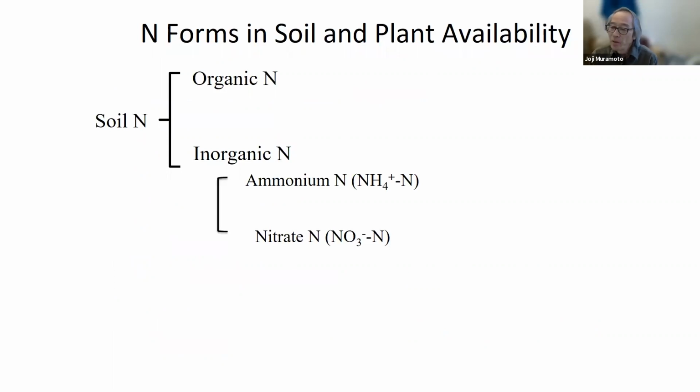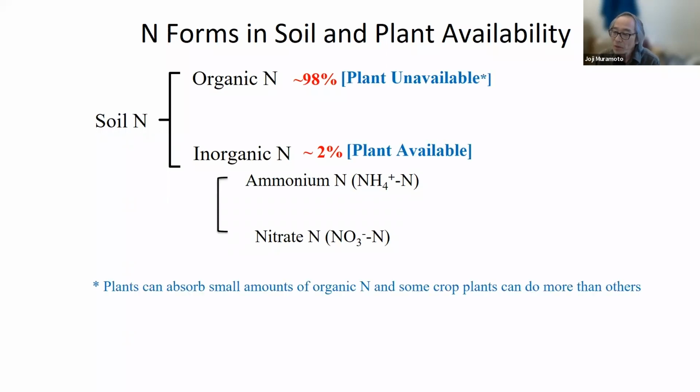How about in the soil? Nitrogen in the soil can be divided into organic nitrogen and inorganic nitrogen. And inorganic nitrogen is mainly ammonium nitrogen or nitrate nitrogen. Typically, about 98% of total soil nitrogen is organic form, and only 2% is inorganic form. The bad news is that 90% of organic nitrogen is not plant available form. Only 2% of inorganic nitrogen is. Note that plants can absorb small amounts of organic nitrogen, and some crop plants can do more than others.